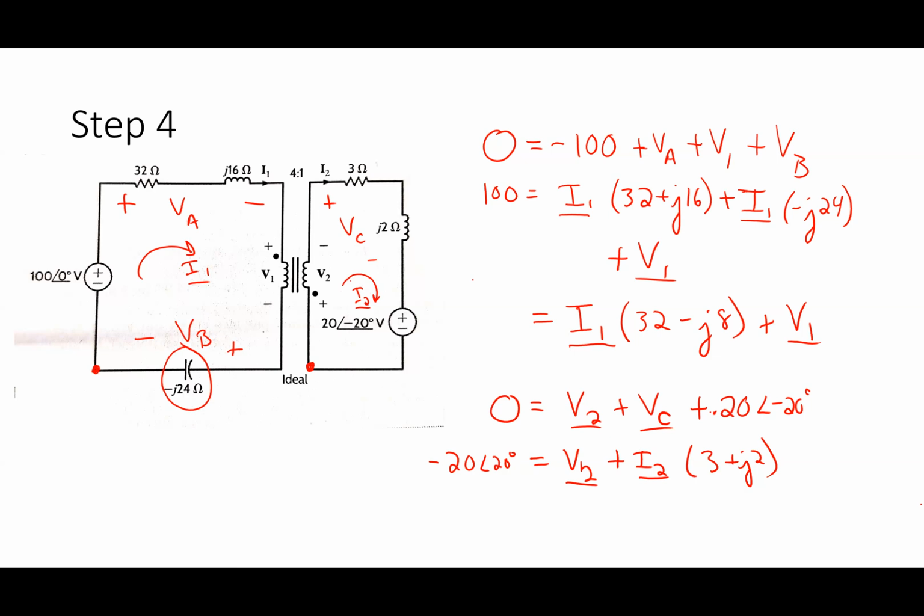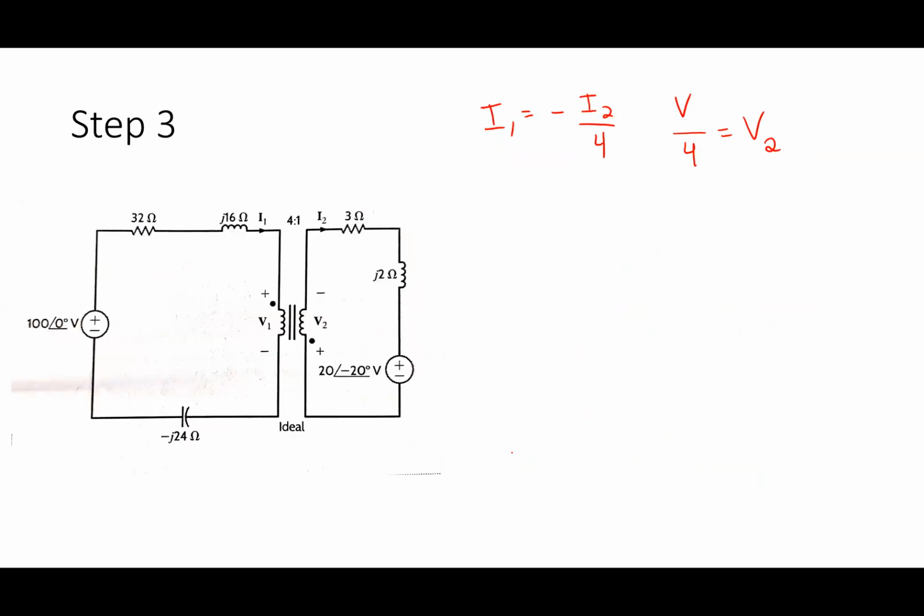What do we know about the relationship here between V1 and V2? Well, we know this, right? So we know that V1 over 4 equals V2, and I1 equals negative I2 over 4. So what we do is I'm going to make a replacement. I'm going to say, okay, I2 equals negative 4 I1, like that. And V2 equals V1 over 4.